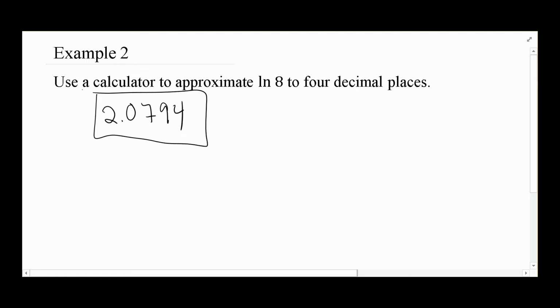So plugging numbers in, we can plug in common logarithms of base 10. We can plug in natural logarithms of base e. Just plug it in the calculator, get an answer, nice and easy.